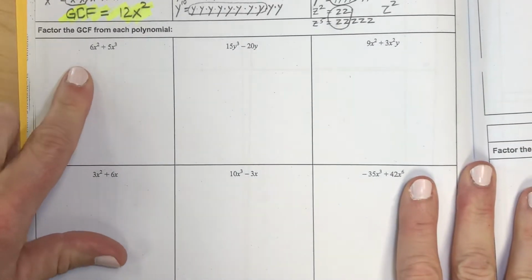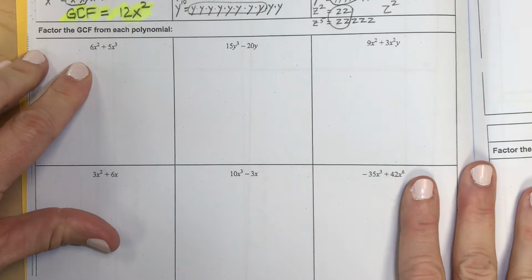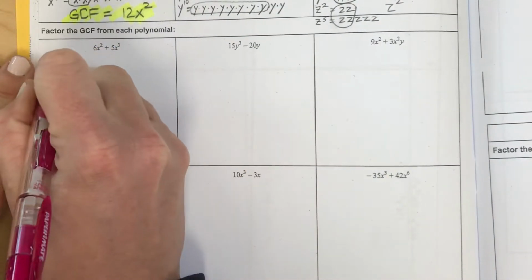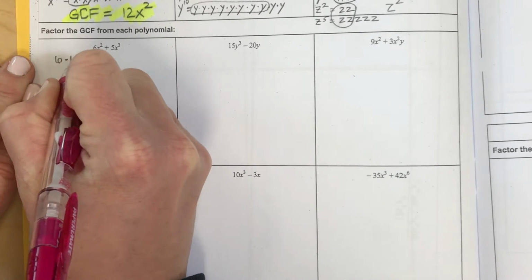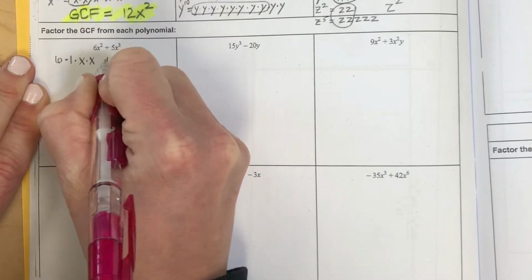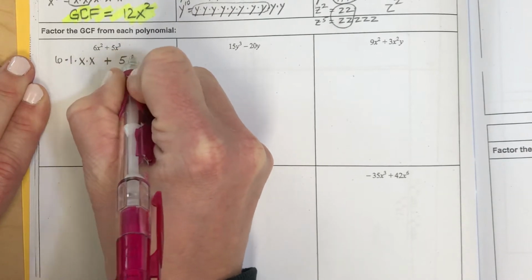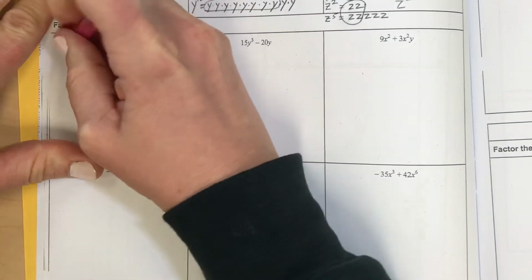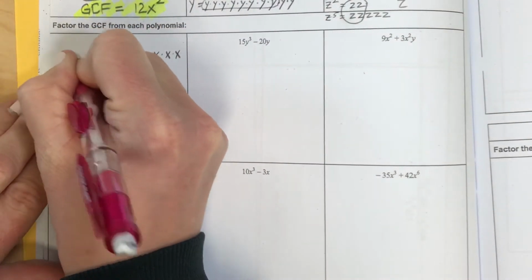My first example is 6x squared plus 5x cubed. Now I'm going to write this out as 6 times 1 times x times x, and then my 5 times 1 times x times x times x. Actually, I can break down my 6 into a 2 and a 3, so I'm going to do that instead.